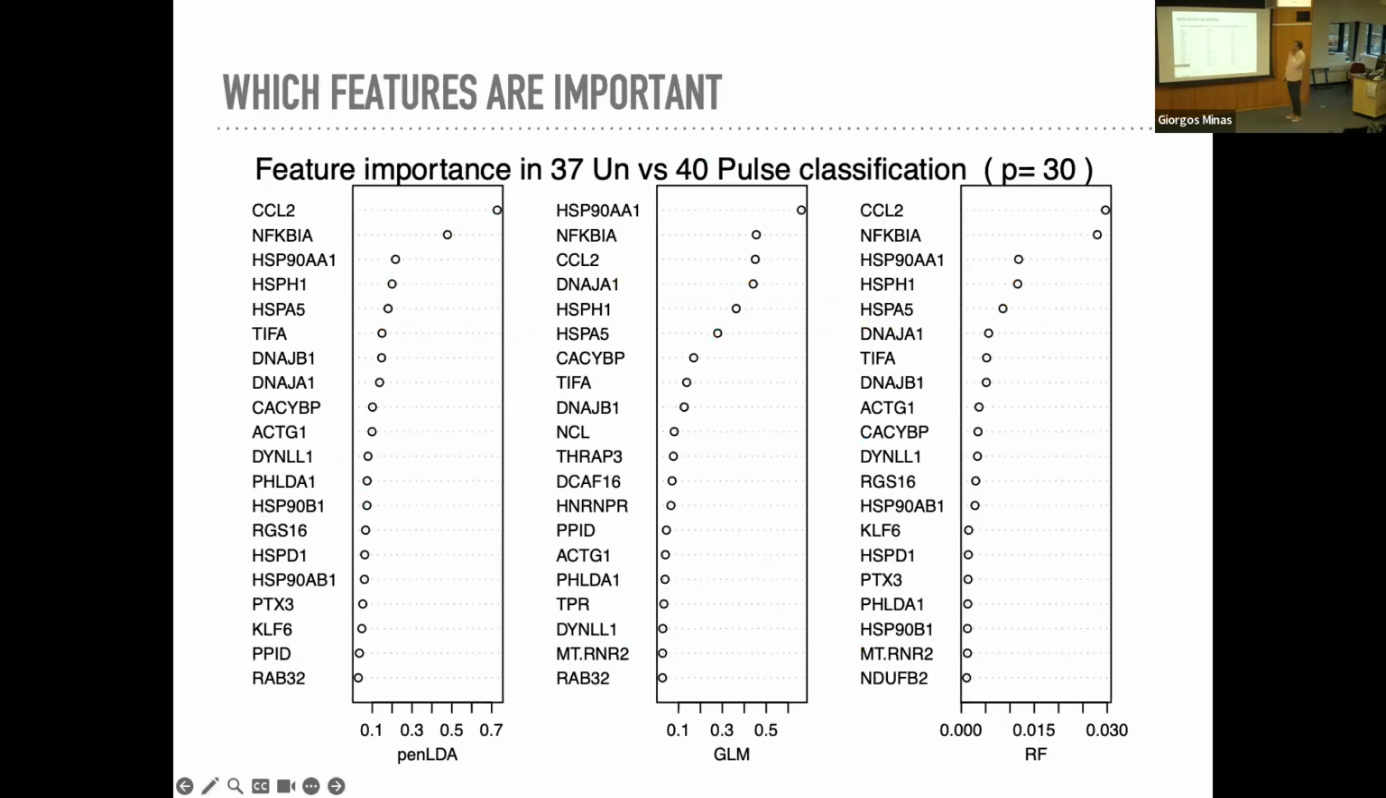So which features are important? We try to evaluate which genes are the most important in different classification questions. For example, this 37 unstimulated versus 40 pulse, and you get a list of the most important genes. You get things that you expect. These are heat shock genes, so they respond to temperature. We get them to be important in different temperatures. And these are things that we expect to respond to TNF alpha.